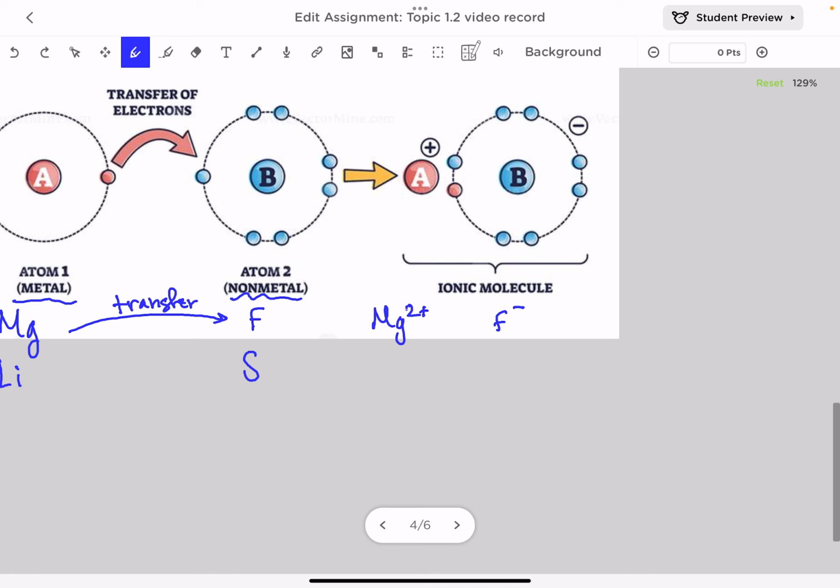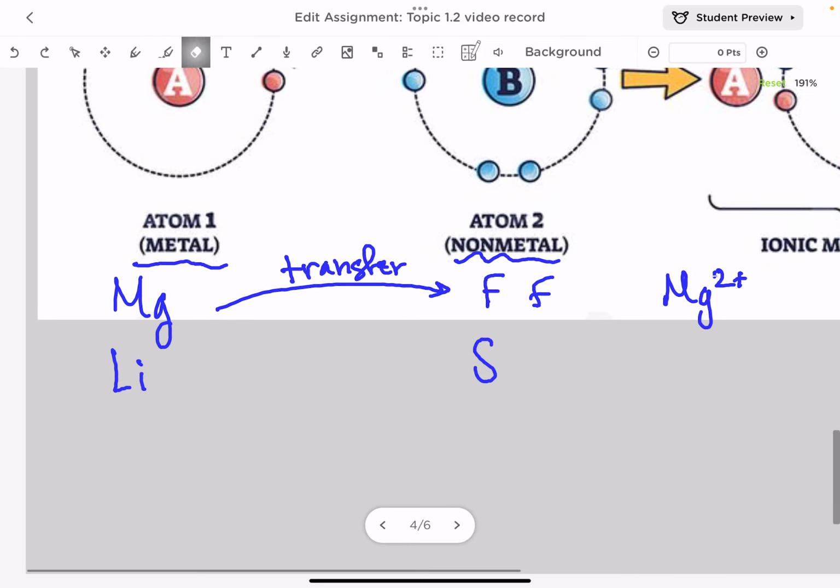So here 2 F atoms. I'm going to write it twice. Every F will take an electron. This is how it looks.